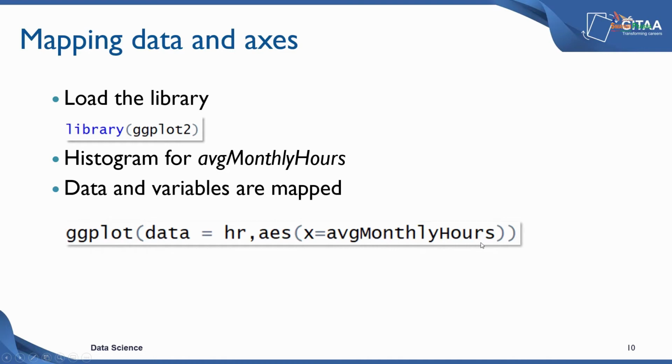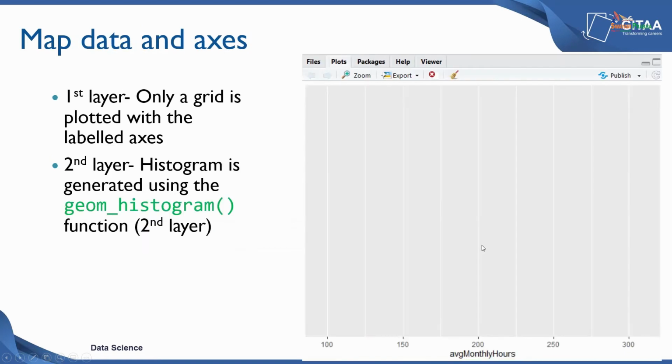The y-axis is the count or the frequency, so that is something that is automatically computed, we don't have to give it. Once you execute the previous command, what you will see is just a grid, and this can be accessed under the tab plots. So you have only the grid here with all the axes labeled. The entire range of data is also set, and the average monthly hours label is also placed.